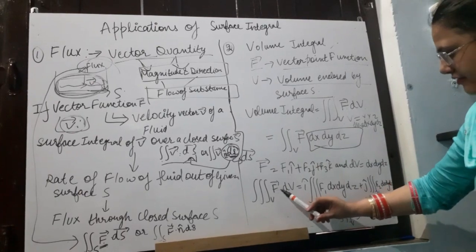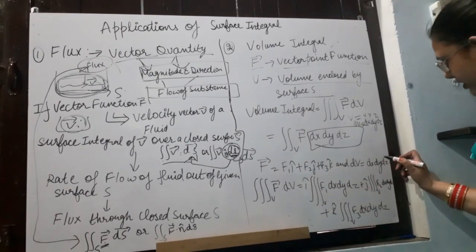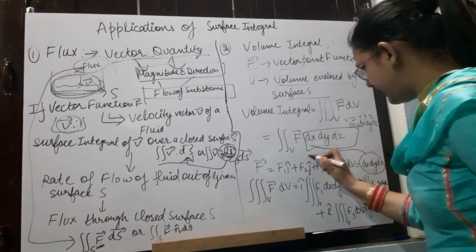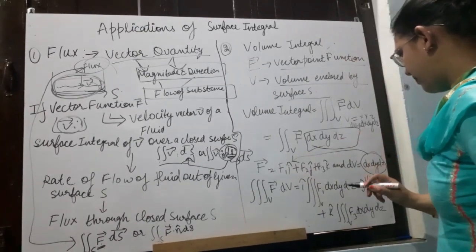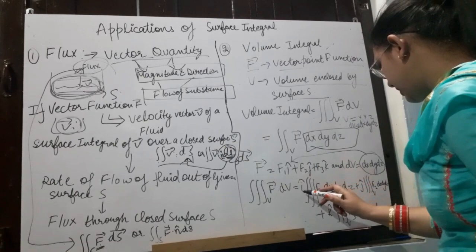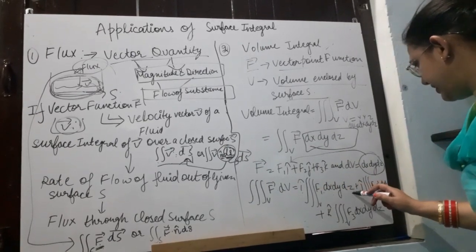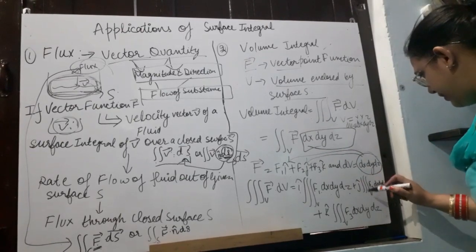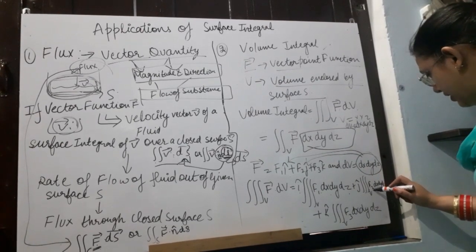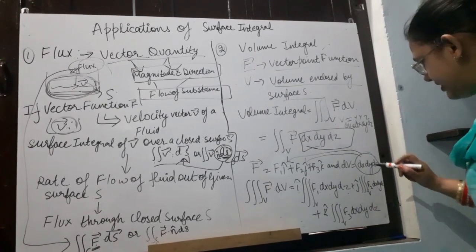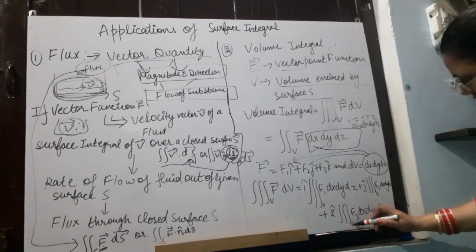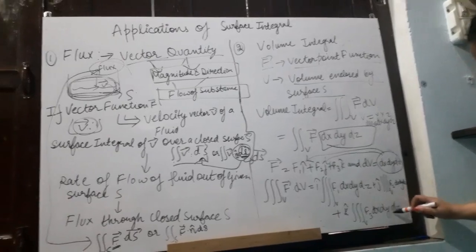The triple integral of f times dv: our dv will be multiplied with each component. So we get i cap triple integral f1 dx dy dz, plus j cap triple integral over V of f2 dx dy dz, plus k cap triple integral over the volume of f3 dx dy dz.